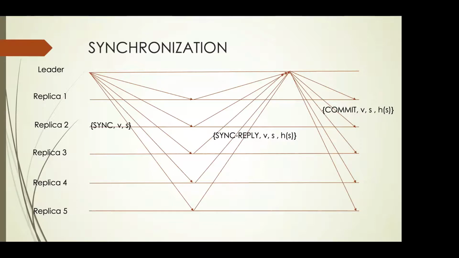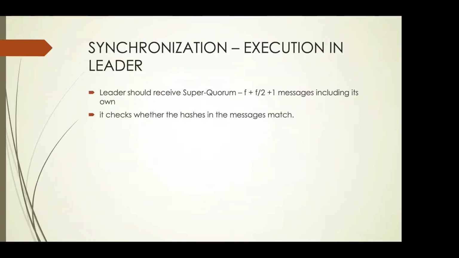And here also a super quorum is required, that is f plus f by 2 plus 1. So the leader waits for a super quorum number of responses, and once it receives them, it sends the commit message with view number, sequence number, and the hash to all the replicas. As we saw in the speculative phase, where it matches the hashes for all the messages, here also the leader matches the hashes for all the messages.